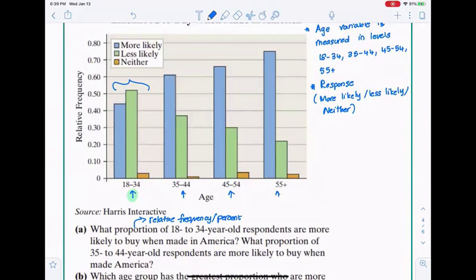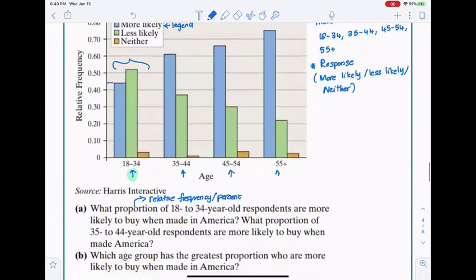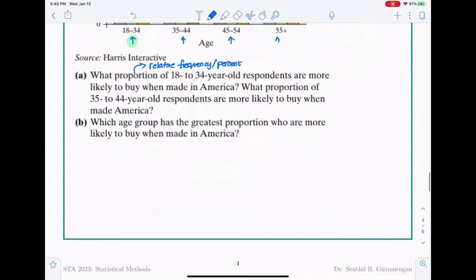If you look at the legend here, that box is called the legend box. The legend tells us the blue one would be more likely. So the blue here is about 45. So the answer would be approximately 45%.